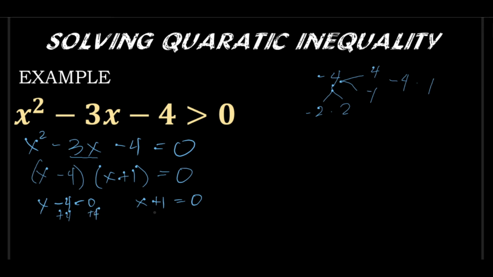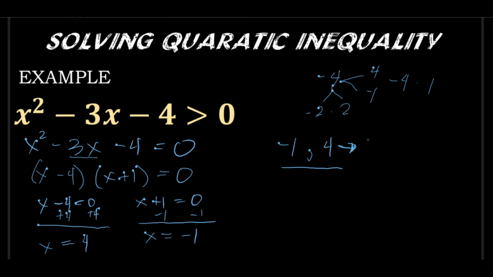So same dito sa x plus 1. So we get the opposite of 1, positive 1 is negative 1. So ngayon meron tayo rito sa sagot. X is equal to negative 1, and here is x is equal to positive 4. Now, meaning, ang ating boundary points ngayon ay negative 1 and positive 4. Ito ngayon yung ating boundary points.